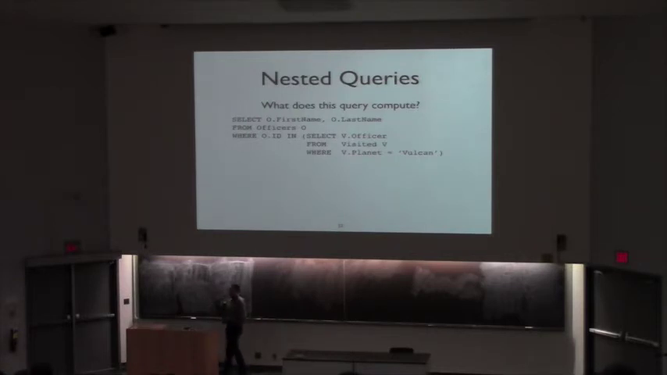Now, if that list of results has only one attribute, what you can do is test for membership in that particular attribute. So what this query says is, give me an officer that is in the set of all officers that have visited planet Vulcan. Just to restate this, the nested subquery inside an in has to have exactly one attribute, because otherwise the engine doesn't know which attribute you're testing.